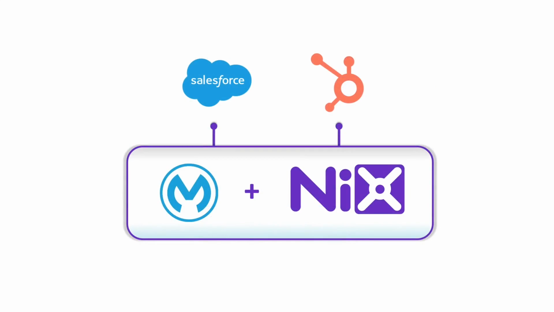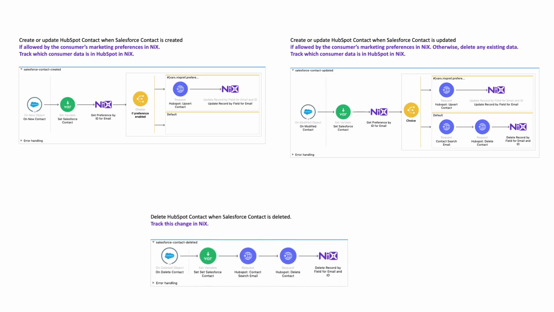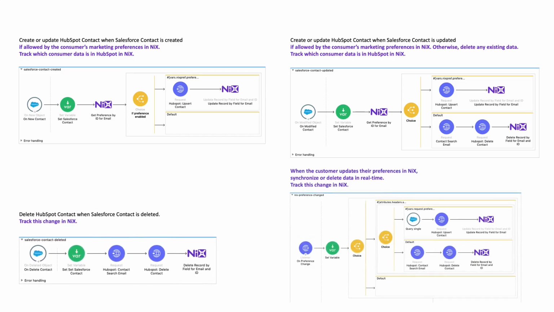To add NiX, drag-and-drop components from the NiX connector are inserted into each flow. These check whether or not the customer has opted into inbound marketing before replicating data, or removing data if they have opted out. Replicated data is also tracked by NiX. Last, a new endpoint is created which can be triggered by webhooks from NiX to replicate or remove data on demand when customers change their preferences.